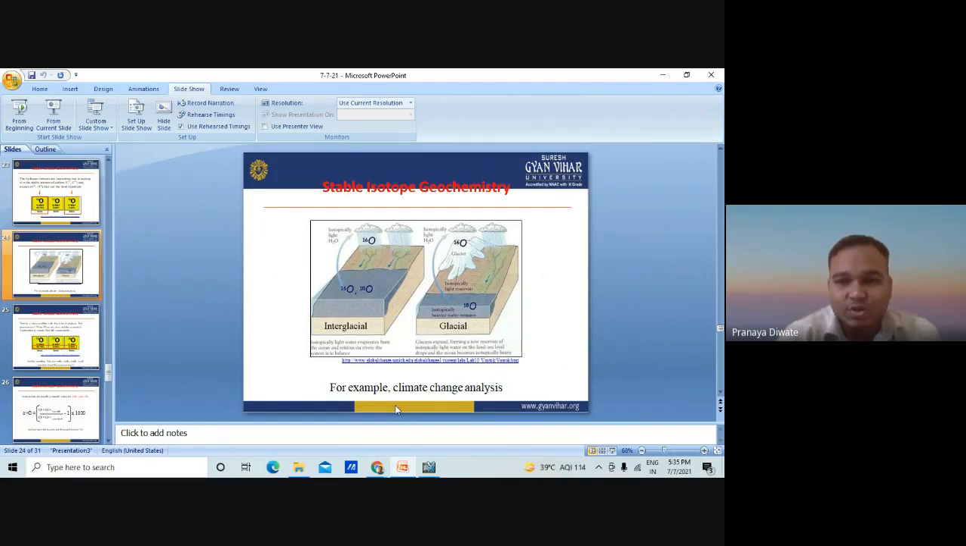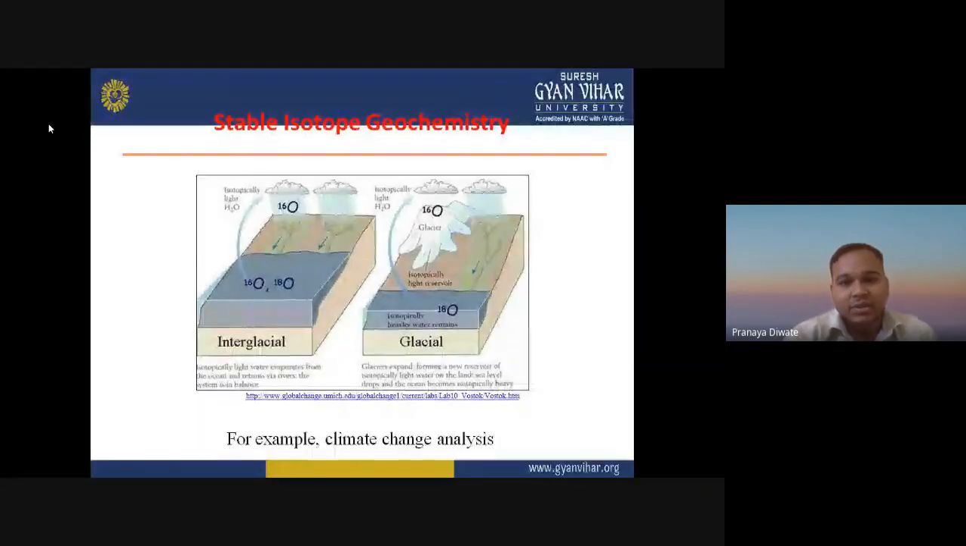So the stable isotope geochemistry has two different kinds of fractionation. One is interglacial, one is glacier. So in interglacial, you have 16 and 18, two different kinds of isotope we have, and this is the fractionation of this one.